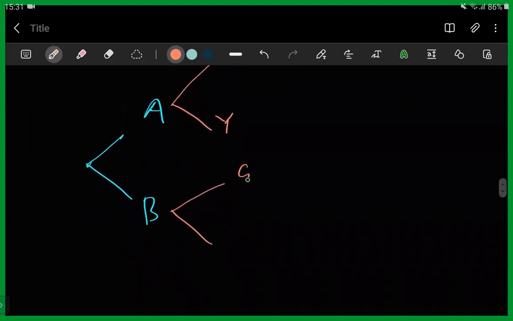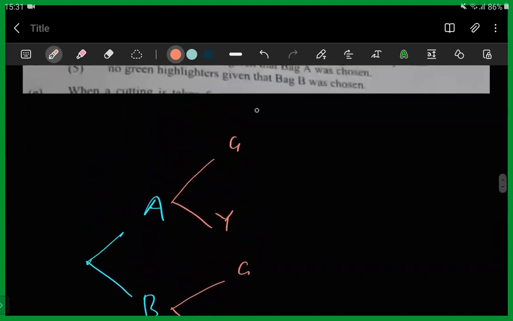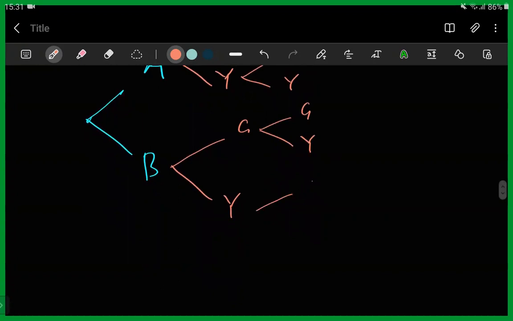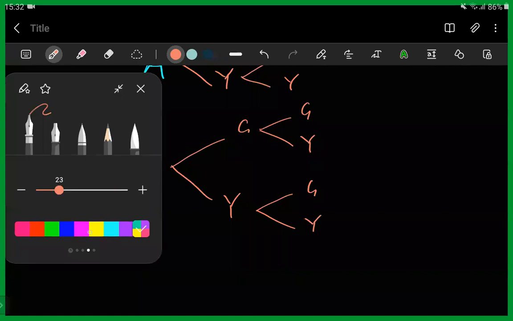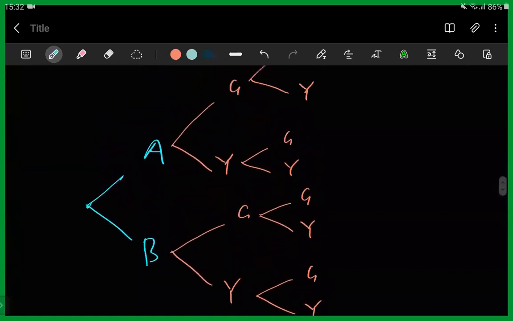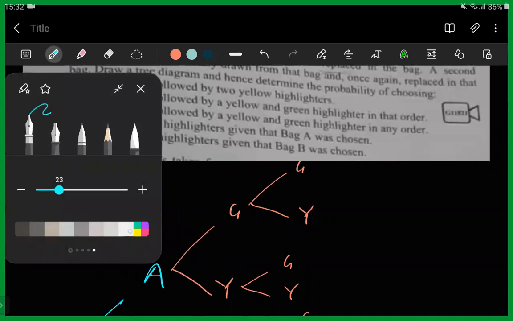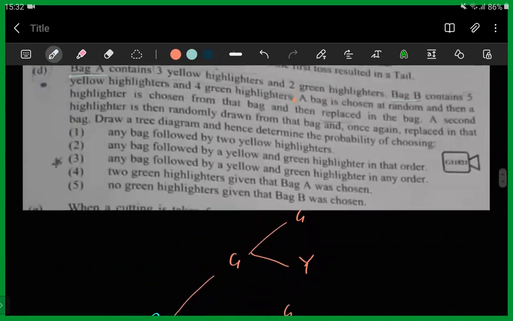When you choose the second highlighter, it's the same idea. You're either going to choose a green highlighter or a yellow one, and the same for each of the other branches. So with this all being said, we need to consider the following.